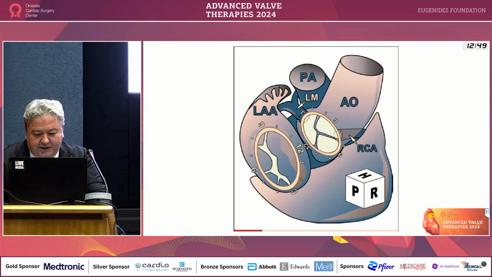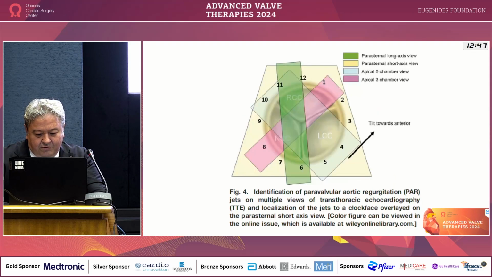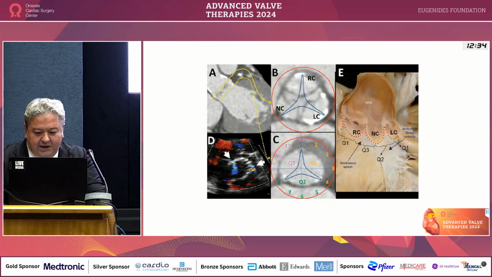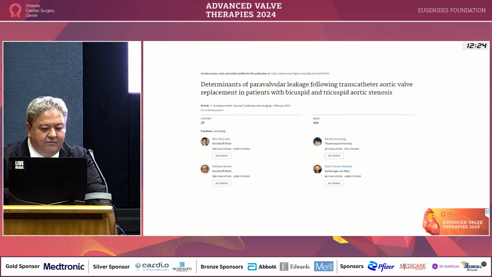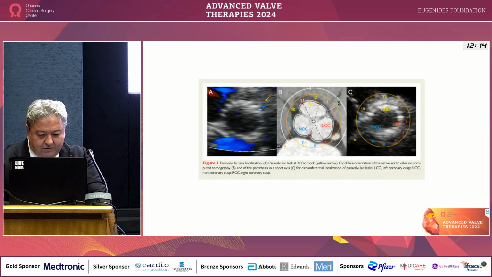These publications are coming from the German group, and they identified the paravalvular aortic regurgitation on multiple views of transthoracic echocardiography and localized the jets clockwise, overlaid on the parasternal short axis view, and this new classification is much more adapted to the mitral paravalvular leak classification, and we usually follow this clockwise method. The determinants of leakage following TAVI are also important, and bicuspid and aortic stenosis. It was really good, published by the Kerckhoff Clinic, and a very good classification.